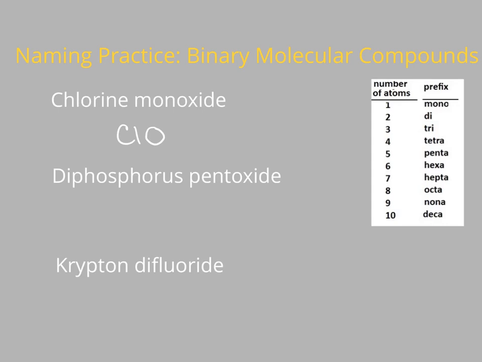For diphosphorus pentoxide, we have prefixes on both. So for diphosphorus, we know that di is the prefix for 2, so we have 2 phosphorus atoms. So we're going to write that with a P and a subscript 2, indicating that we have 2 phosphorus atoms in this molecule. And then pentoxide, pent is our prefix for 5. So we have 5 oxygen atoms in this molecule, and we're going to denote that by writing oxygen with an O and a subscript 5. So diphosphorus pentoxide, P2O5. So go ahead and pause the video and try krypton difluoride on your own, and then when you have it, hit play to check your work.